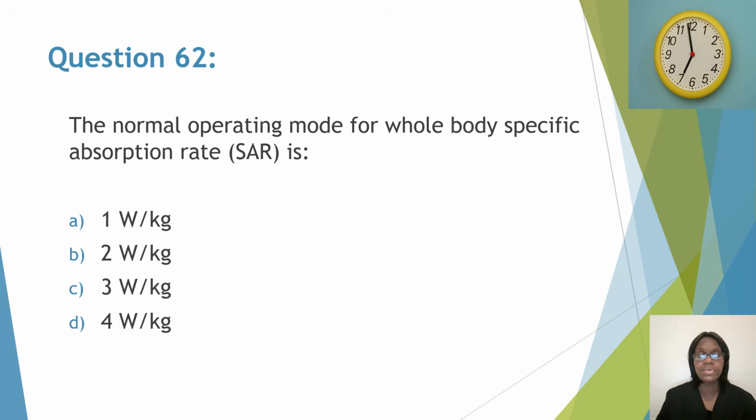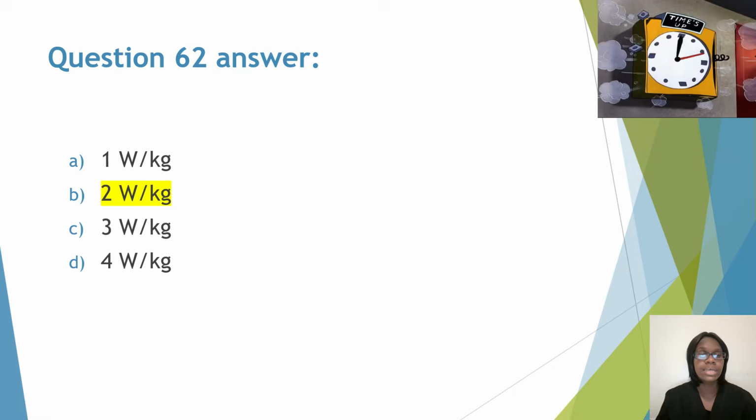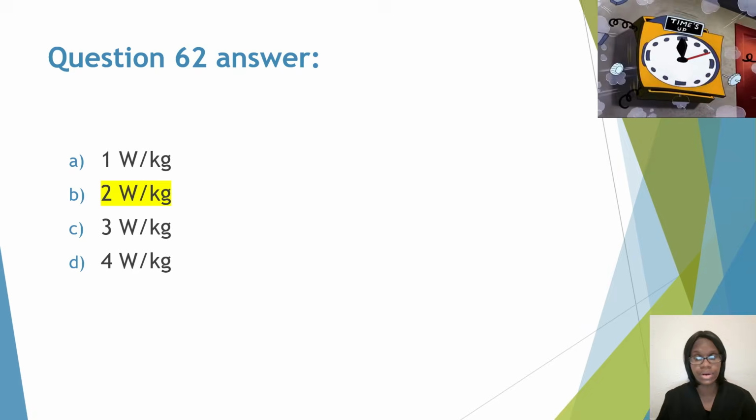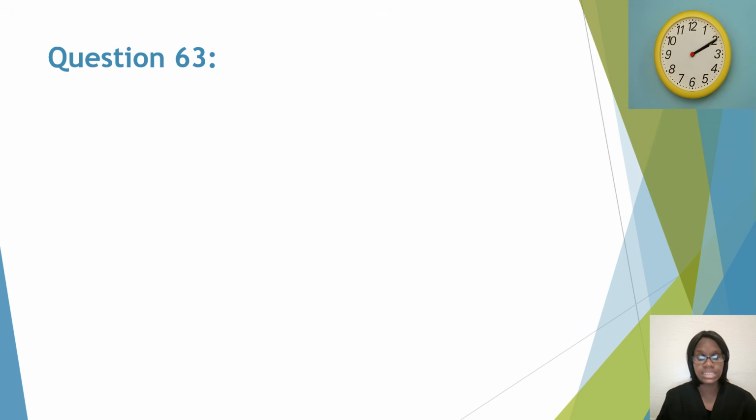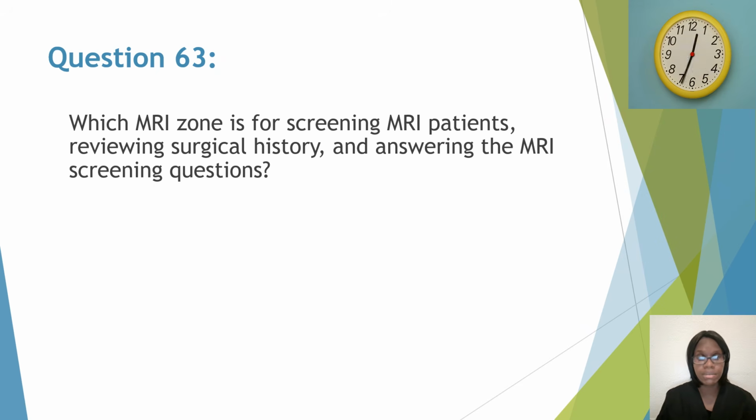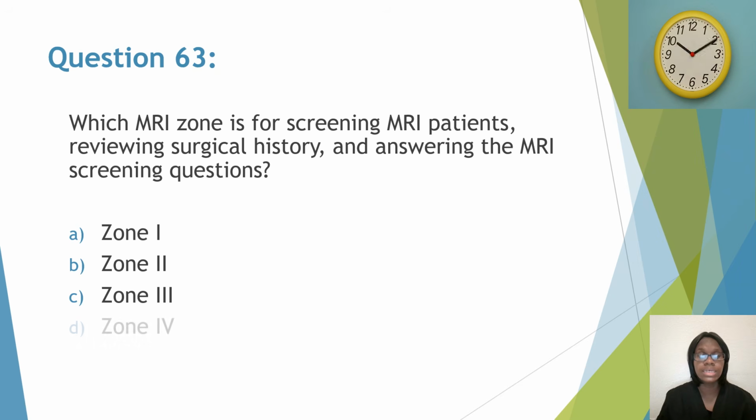All right, the correct answer is B. 2 watts per kilogram. Question 63. Which MRI zone is for screening MRI patients, reviewing surgical history, and answering the MRI screening questions? A. Zone 1. B. Zone 2. C. Zone 3. D. Zone 4.